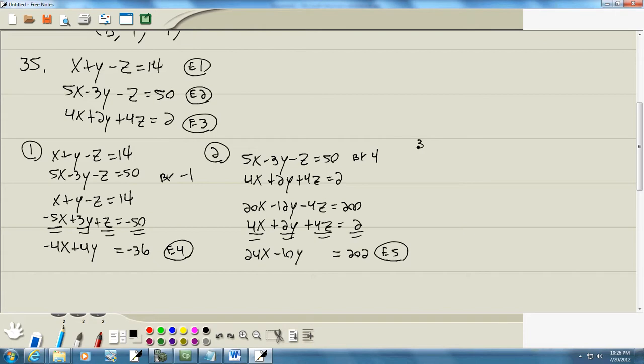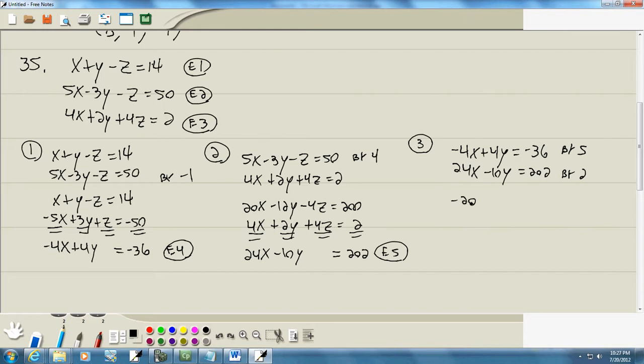Okay. Step 3. Group equation 4 and 5 together. So we got negative 4x plus 4y is equal to negative 36, and 24x minus 10y is equal to 202. And eliminate the y's, although the x's would be easier here. Now I want these to be the same except for the sign. So I'm going to multiply that first one by 5, and I'll multiply this one by 2. If I did that, then I'm going to get 20y here, and I'll get negative 20y here.